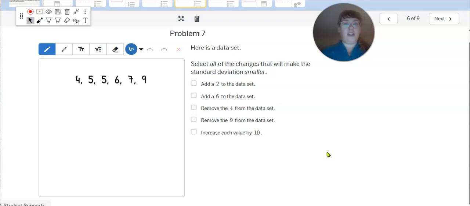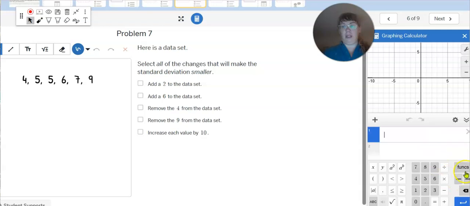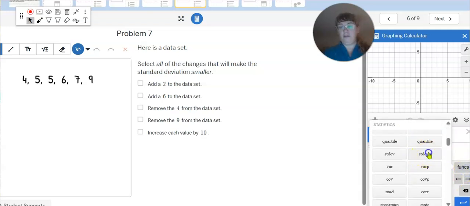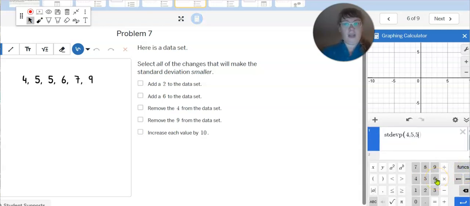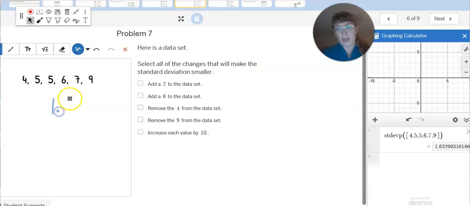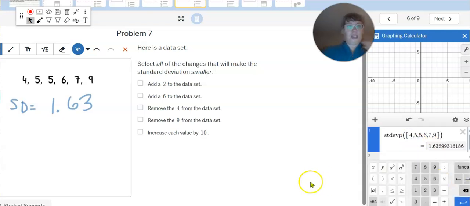Here's a data set. Select all of the changes that will make the standard deviation smaller. So we have 4, 5, 5, 6, 7, 9. If we bring this into our calculator, 4, 5, 5, 6, 7, 9. Right now our standard deviation is 1.63. And we want to see what's going to make the standard deviation smaller. So the first one is, what if we added 2 to the data set?